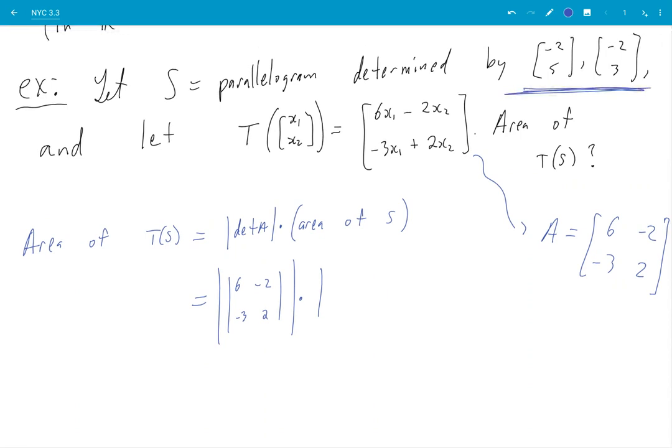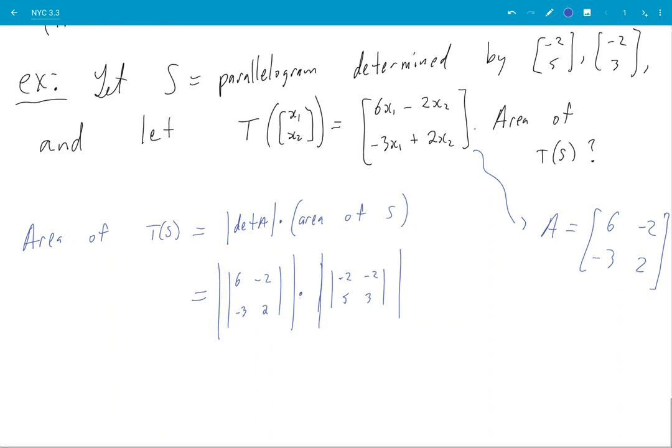S is determined by these vectors, so I just throw those into a matrix. Okay, do not forget your absolute value on the outside. So there we go. What do we get? 12 minus 6 dot -6 plus 10, which is 6 times 4 is 24. Okie donkey.